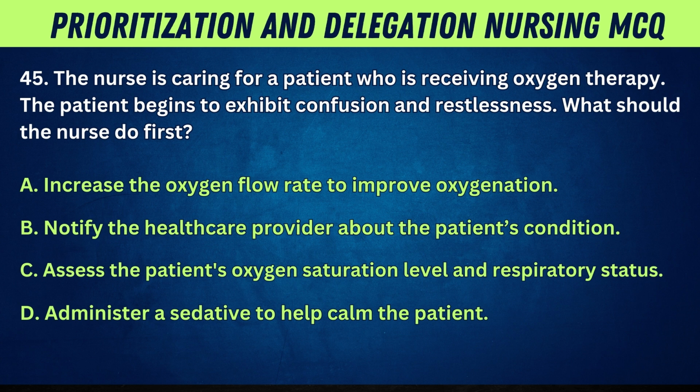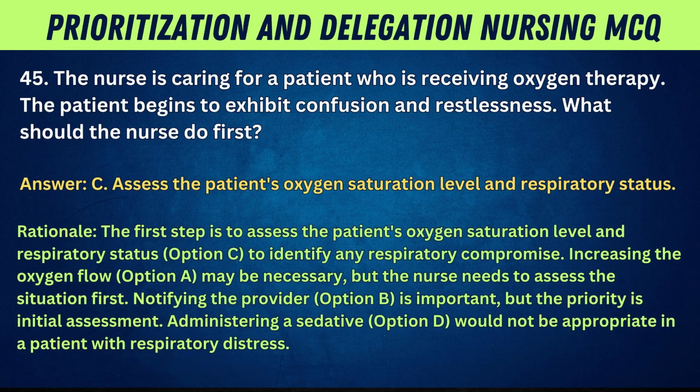45. The nurse is caring for a patient who is receiving oxygen therapy. The patient begins to exhibit confusion and restlessness. What should the nurse do first? A. Increase the oxygen flow rate to improve oxygenation. B. Notify the healthcare provider about the patient's condition. C. Assess the patient's oxygen saturation level and respiratory status. D. Administer a sedative to help calm the patient. Answer: C. Assess the patient's oxygen saturation level and respiratory status.